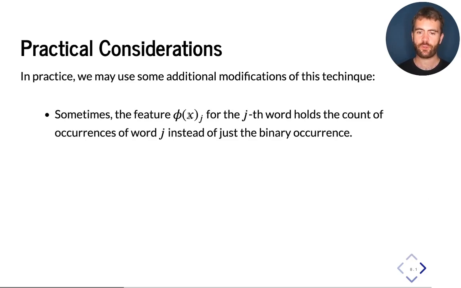Often the jth component of the featurized representation of X contains not just the binary indicator of whether the word is present, but the count of how many times this word was in a document. This is a slight variation on the version of bag of words that I showed earlier, and both of these are used in practice, and you would have to try one versus the other to see which one works better for your data set.